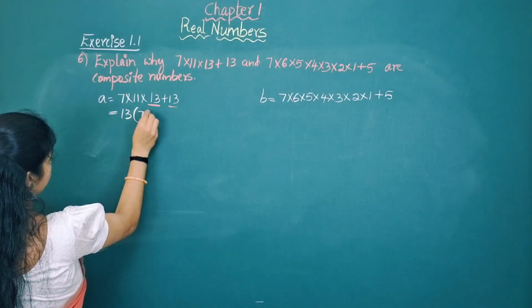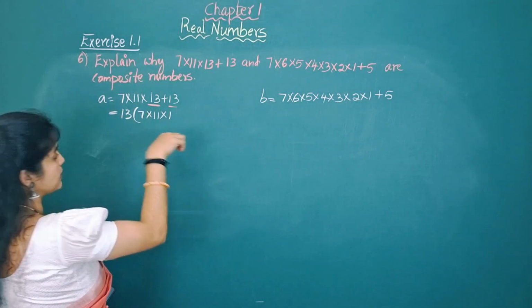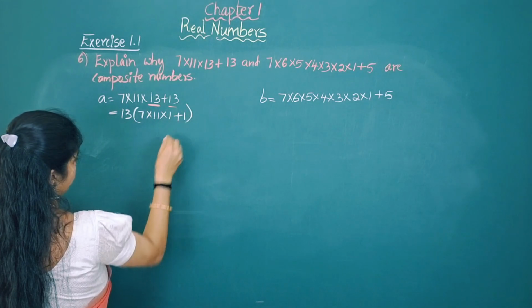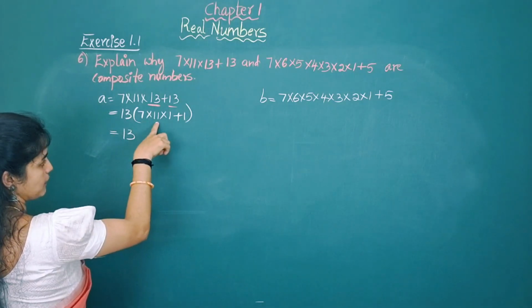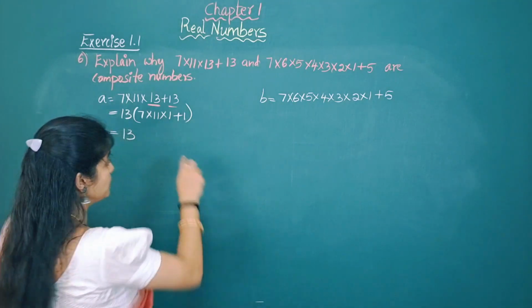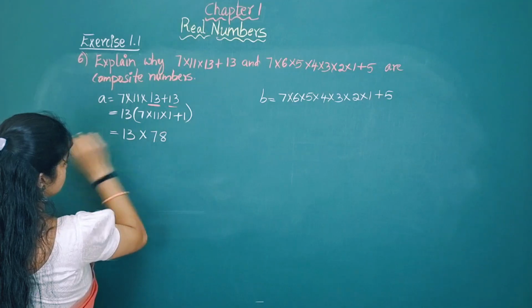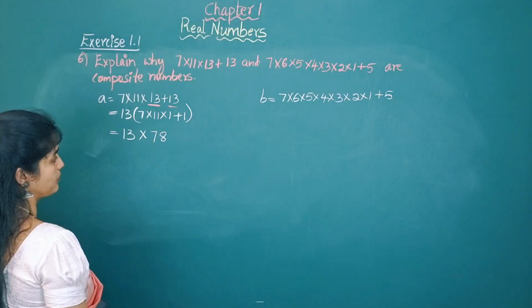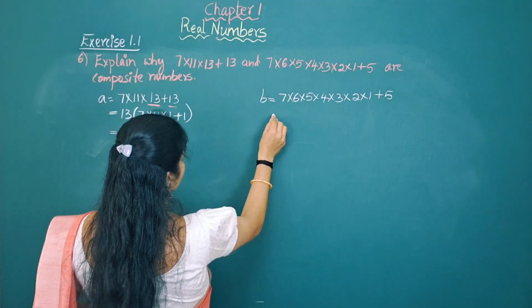Then we are left with 7 into 11 into 1, since 13 has been taken out, plus 1. So let us simplify. We have 13 into 7 into 11, which is 77, into 1 is 77, plus 1 is 78. Now let us come to this side.